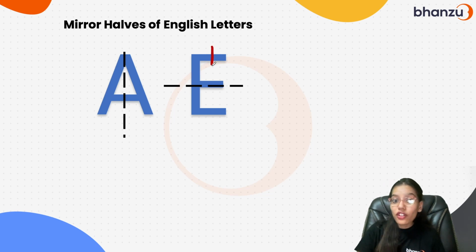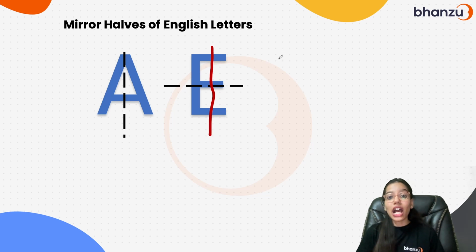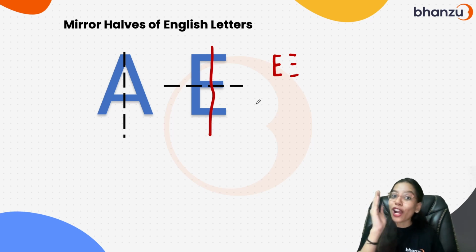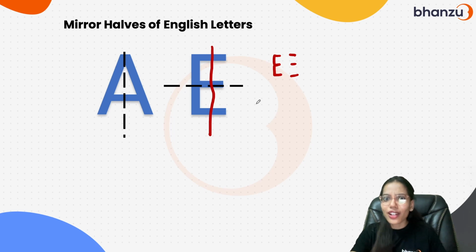Because if I draw a vertical line like this, then one side of it will have this one and the other side will only have these lines. Are they same? They are not same. So now did you understand how mindful you should be while drawing the lines and dividing the figures? Amazing. Let me show you another word.